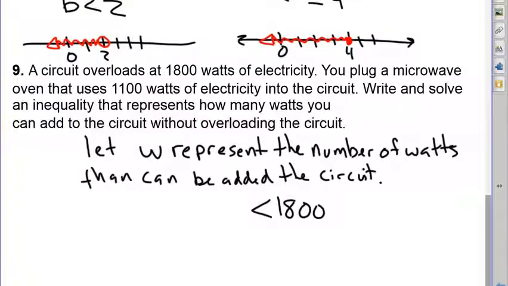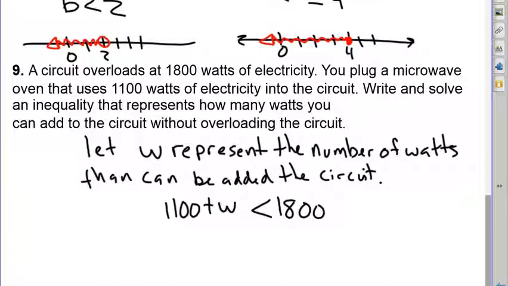Now we know we have a microwave that uses 1100 watts of electricity, and we want to know how much more can we add to that. Well, we can add W to that. So the left side of my inequality is just the microwave wattage plus how many watts are left to still be under 1800. And so there's our inequality.